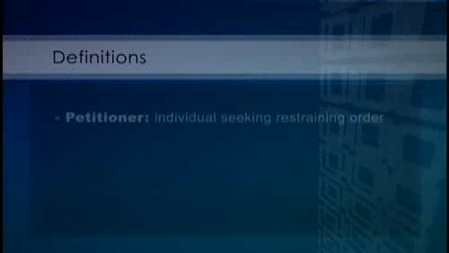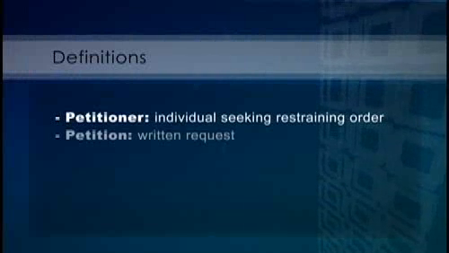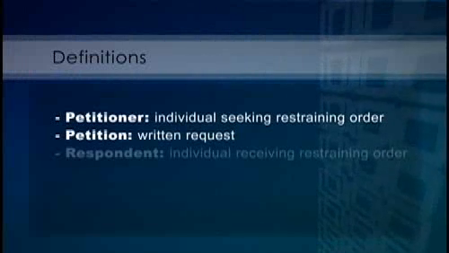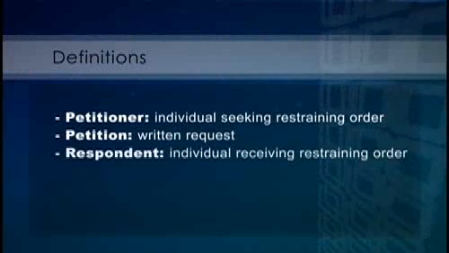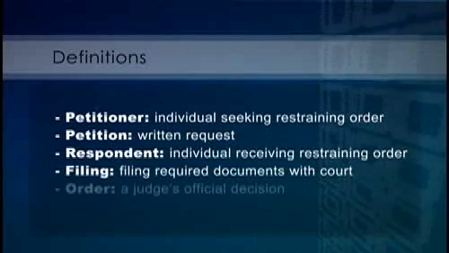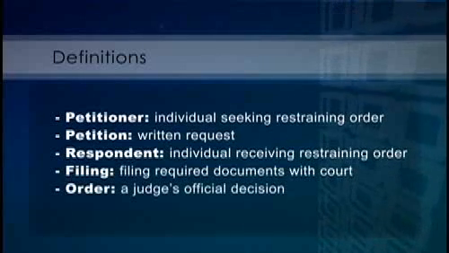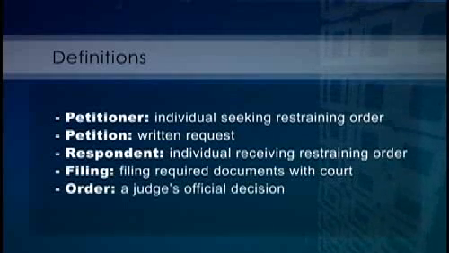Before we tell you what a restraining order is, you should be aware of a few definitions. If you're seeking a restraining order, you're called the petitioner. The petition is your written request. The person you want to get the restraining order against is the respondent. Filing means giving the completed paperwork to the court to be filed as a record of the court. The order is the judge's official decision. It's the document signed by the judge.